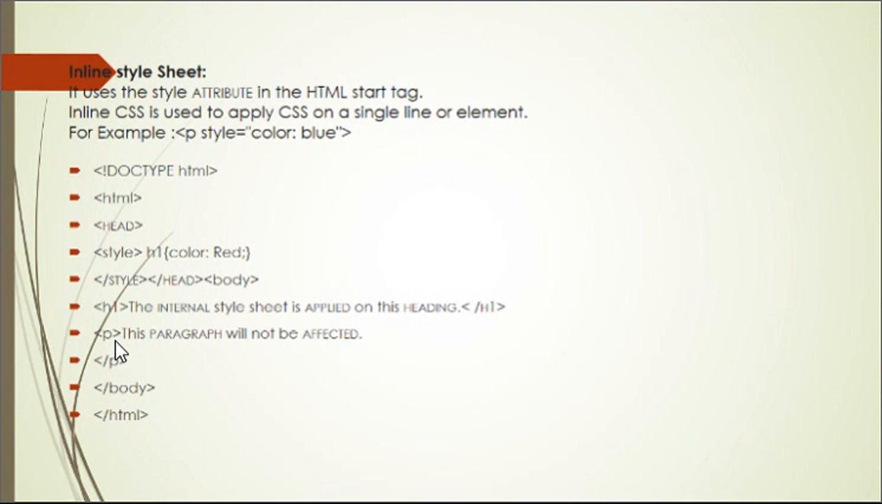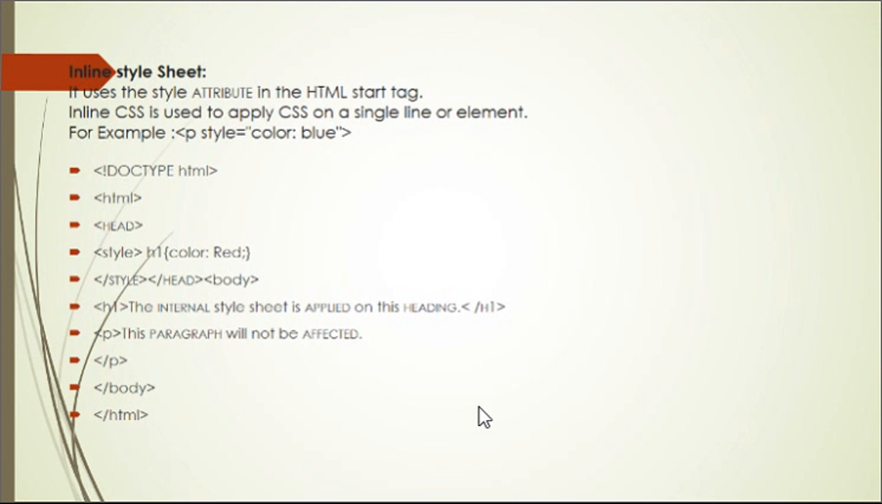Next we are writing the P, and this paragraph will not be affected. This paragraph is not taking the color red because we are assigning the style sheet for the H1, and H1 is having the string, that is, the internal style sheet is applied on this heading. Next, end your paragraph, end your body, end your HTML.